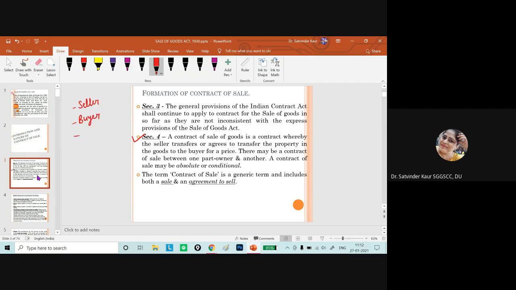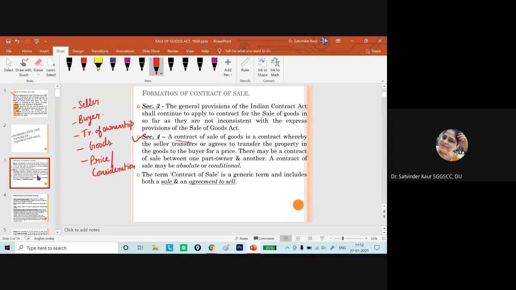So one party is transferring the ownership in the goods to the other party. The person who is transferring the ownership would be known as seller. The person to whom the ownership is being transferred is known as the buyer. And there must be some price in form of consideration. So 100% barter is not accepted as per law, but some price along with the exchange of goods is acceptable as the consideration. So these are the basic essentials.